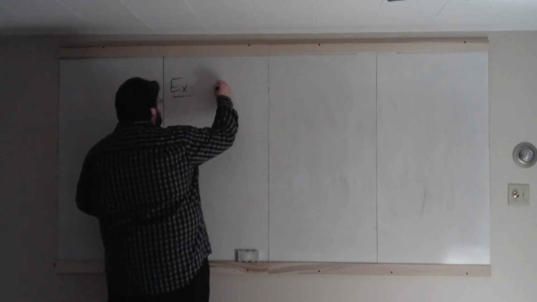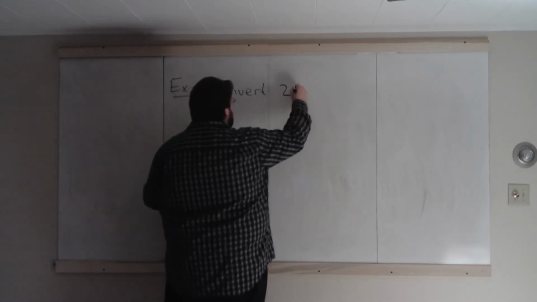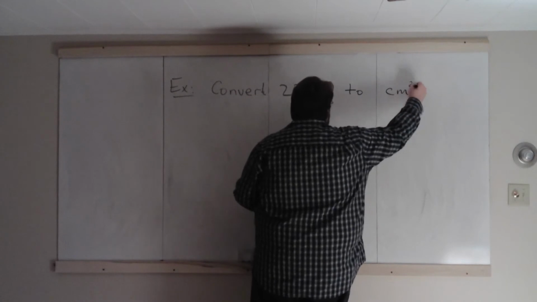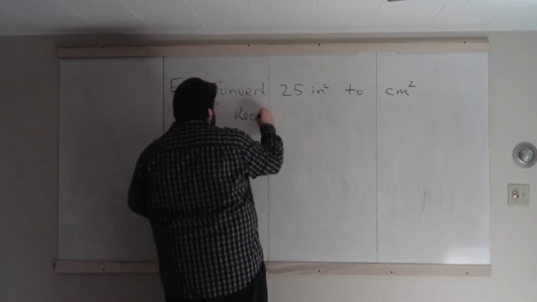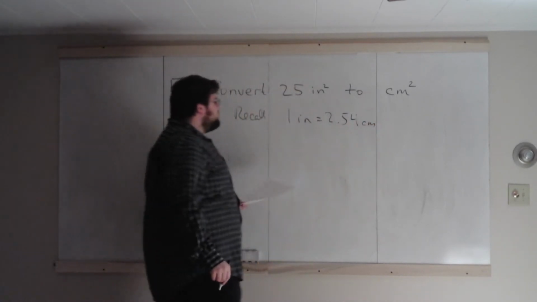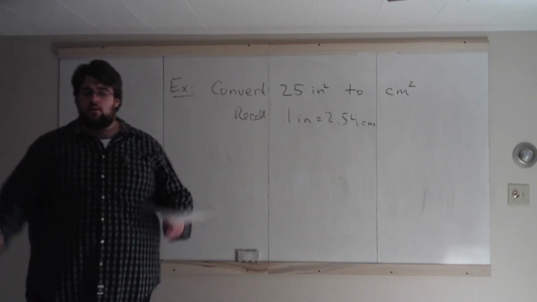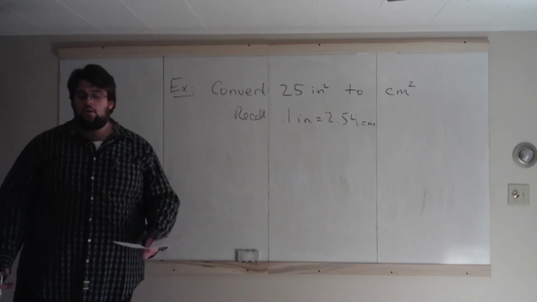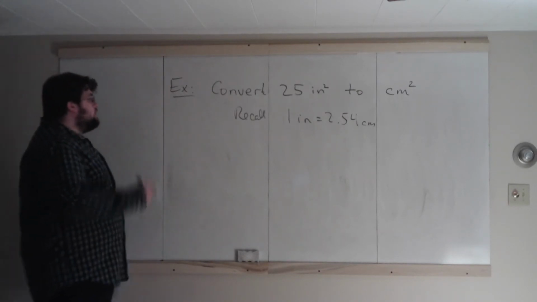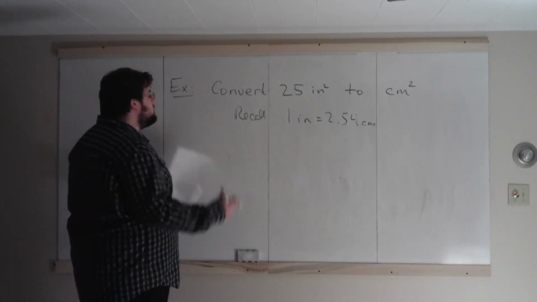Example, let's throw extra units on this and see how this goes. Convert 25 inches squared to centimeters squared. And recall, 1 inch equals 2.54 centimeters. Now, we actually could use information from the previous video, the scaling video, to figure this out. Or we could use a unit conversion computation. I will do a unit conversion computation. And with these, keep the units organized.